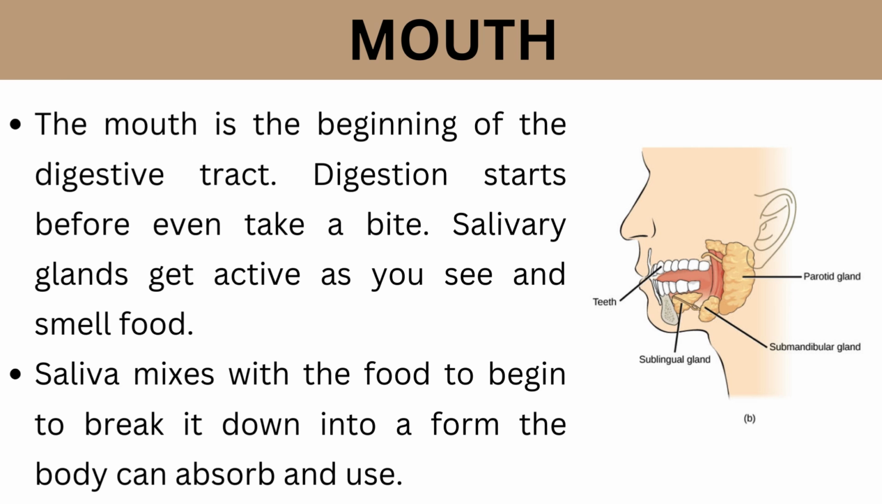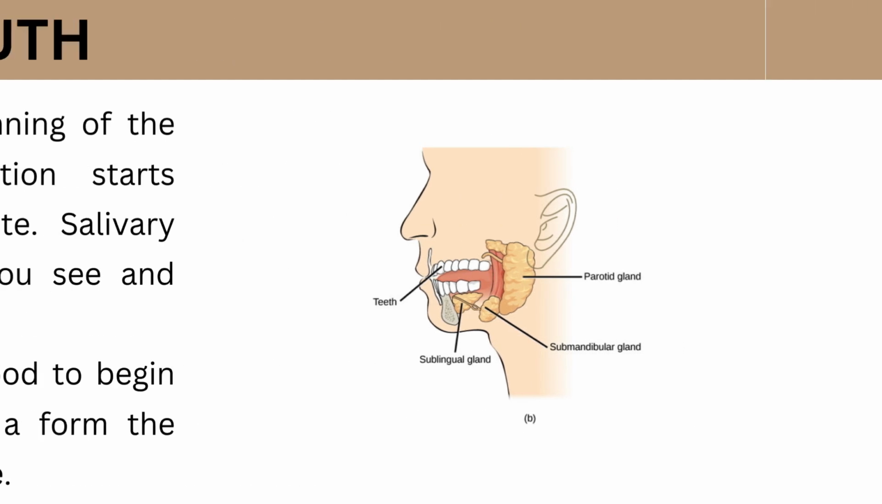First is the mouth, which is the beginning of the digestive tract. Digestion starts before you even take a bite. Salivary glands get active as you see and smell food. Saliva mixes with the food to begin to break it down into a form the body can absorb and use.